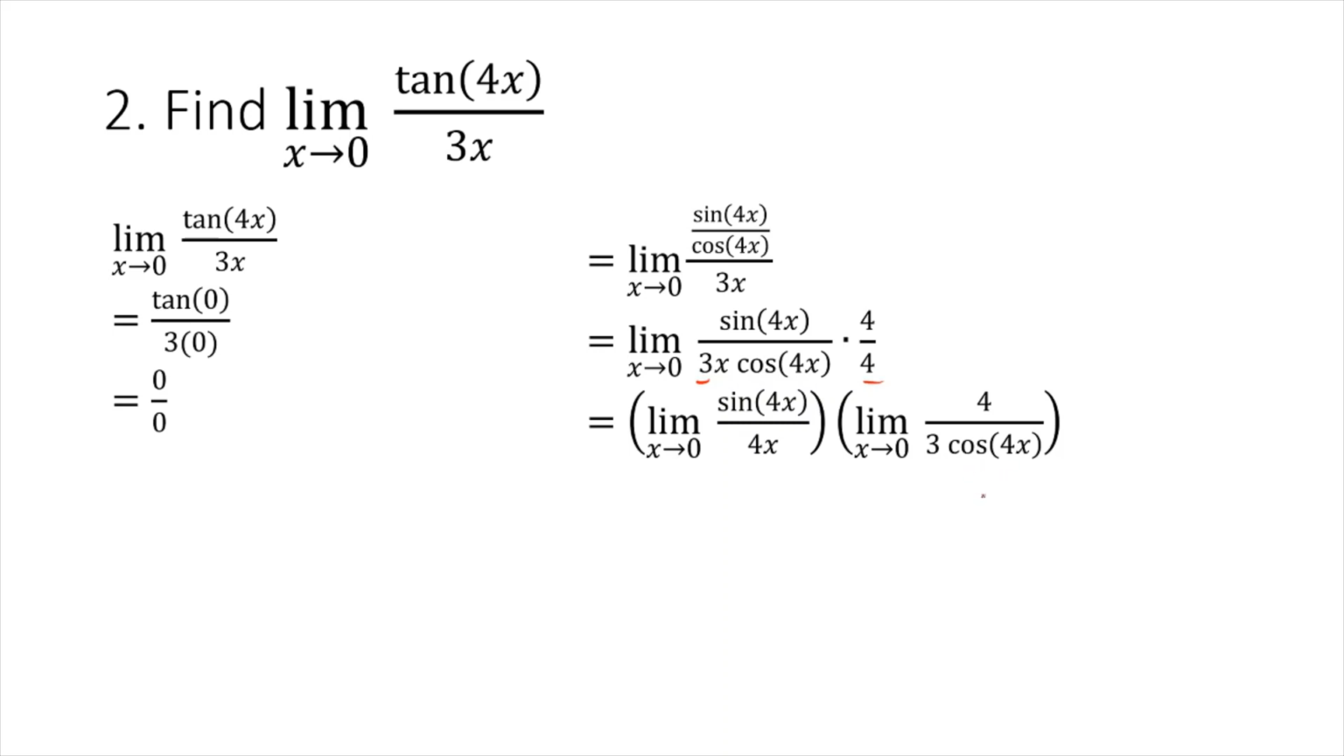Okay, so applying the limit as x approaches 0, the first is equivalent to 1, according to the first special trigo limit theorem. And then for the second, we have 4 over 3. Cosine of 0 is 1. So this can be simplified as 4/3. Okay, so 1 times 4/3, the limit is 4/3.